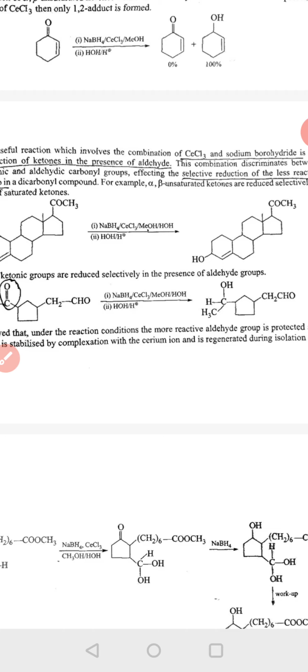It is believed that under such reaction conditions, the more reactive aldehydic group is protected as the hydrate. It is first protected as the hydrate, which is stabilized by complexation with the cerium ion, and it is again regenerated at the end of the reaction when we isolate the product. This is how it happens.